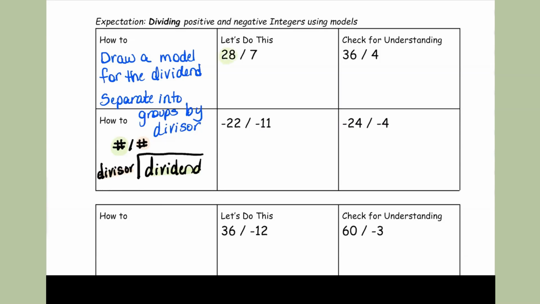So let's try it with our problem here, 28 divided by 7. The first thing that we're going to do is to draw a model for the dividend, which is 28. So that means I'm going to draw 28 positive markers to represent that 28.